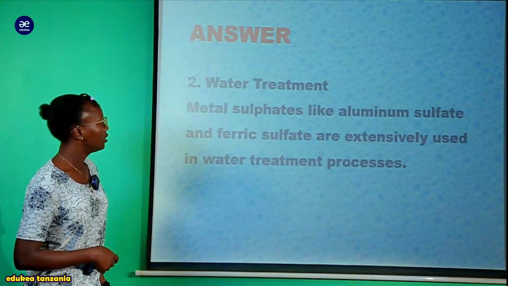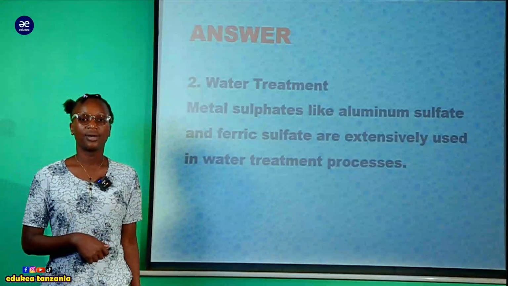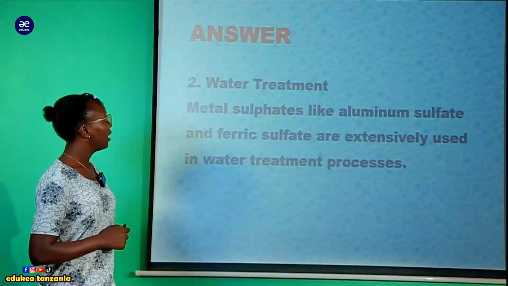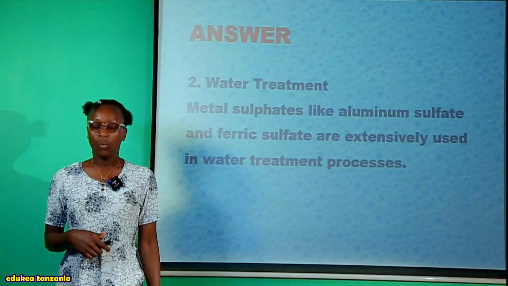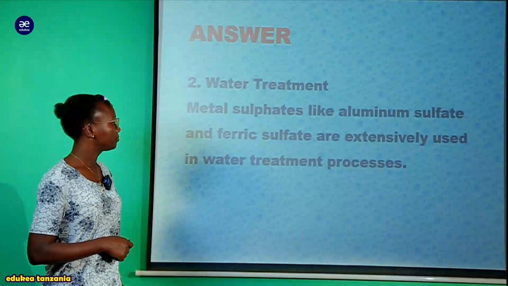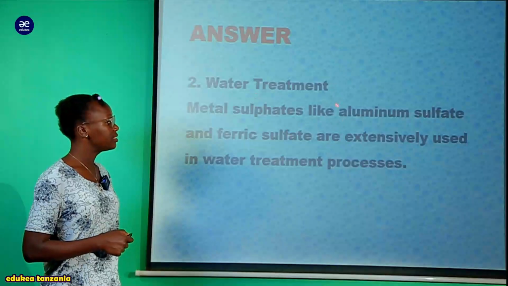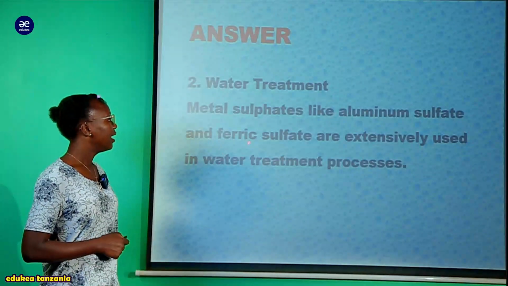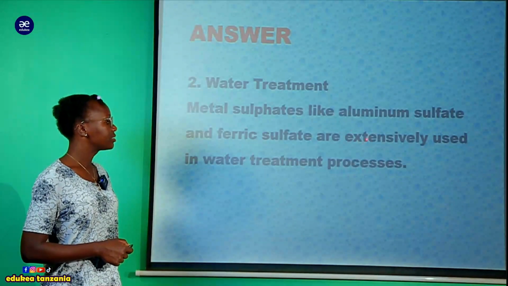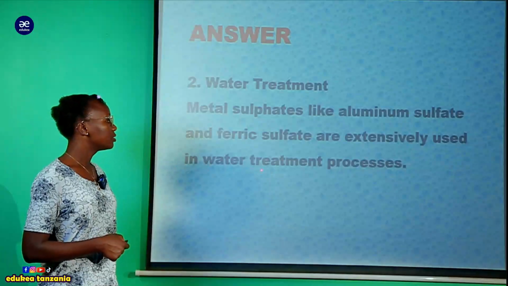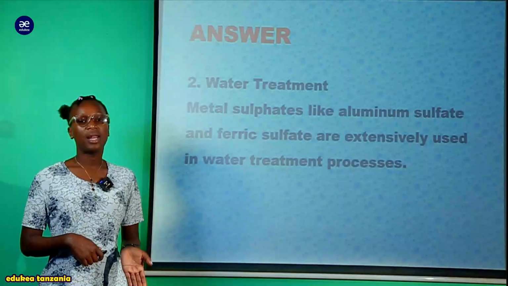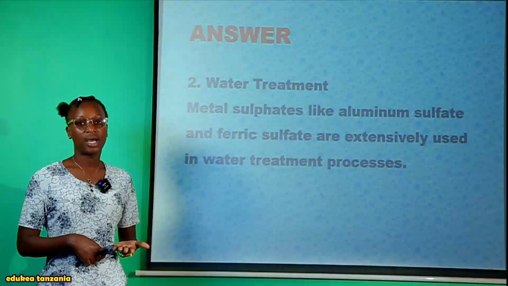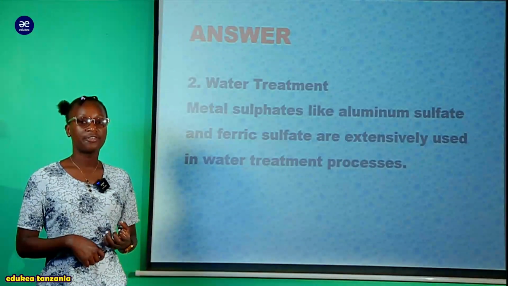But also another uses of this metal sulfate is water treatment. Water treatment. Metal sulfate like aluminum sulfate and ferric sulfate are extensively used in water treatment process. Kwenye swala zima la kufanya treatment of water, kutibu maji yawe safi na salama.